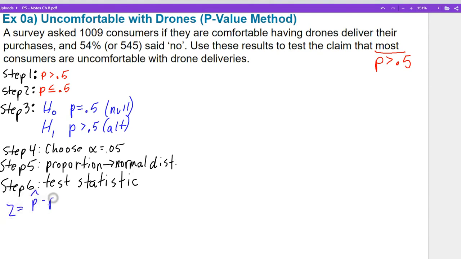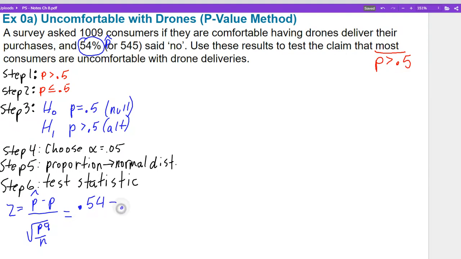Z equals p hat minus p over the square root of pq over n. P hat is that proportion number for the sample. That's the numbers that we measured, and that would be this right here. Your p hat is going to be 0.54. This is p hat.